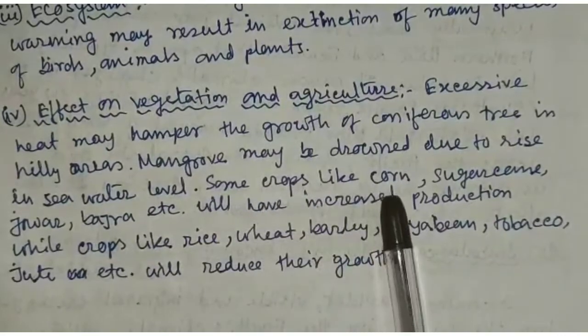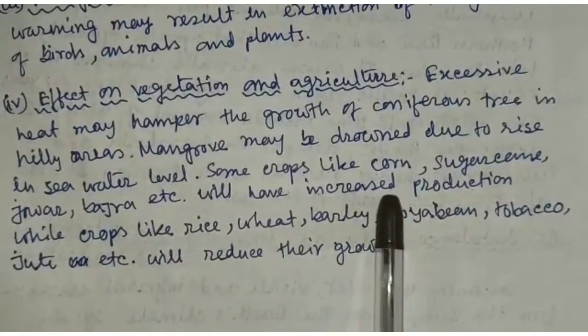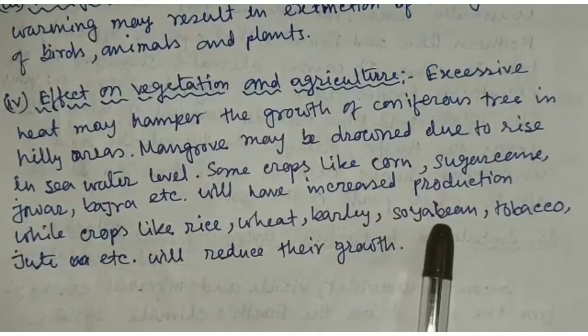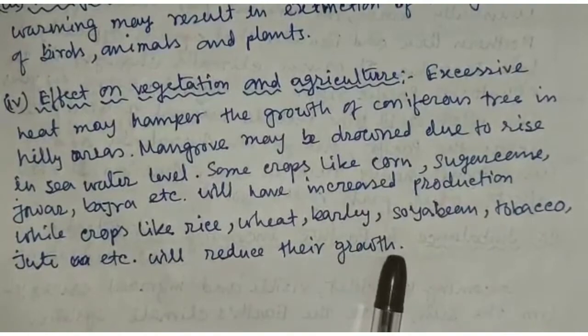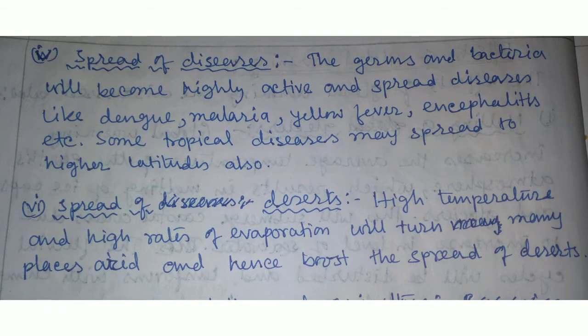Some crops like corn, sugarcane, jowar, bajra, etc. will have increased production, while crops like rice, wheat, barley, soybean, tobacco, jute, etc. will reduce their growth. Number 5, spread of diseases. The germs and bacteria will become highly active and spread diseases like dengue, malaria, yellow fever, encephalitis, etc. Some tropical diseases may spread to high latitudes also.